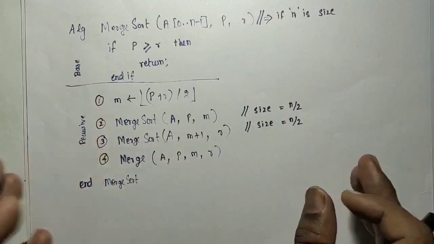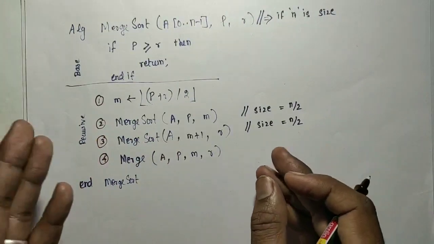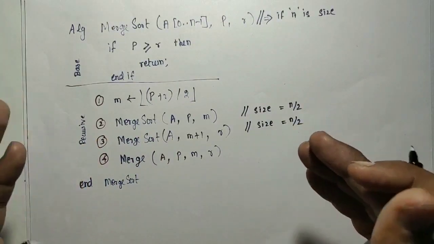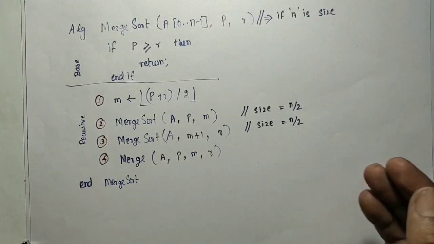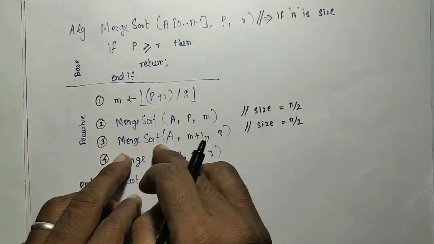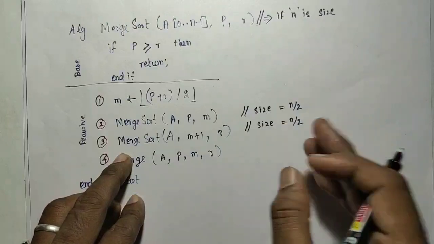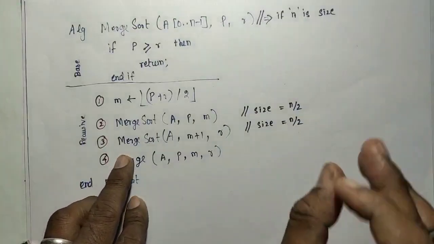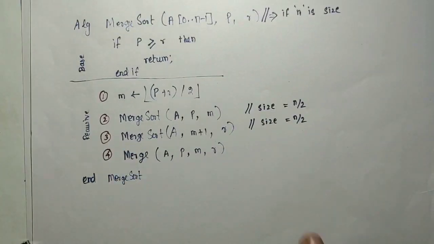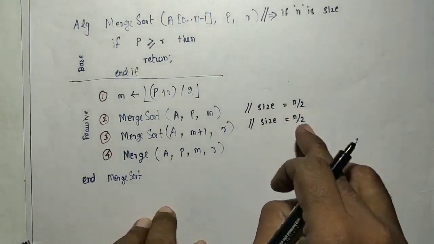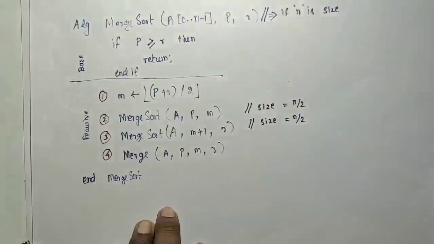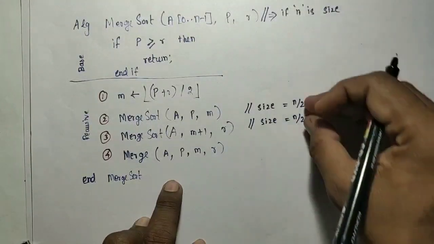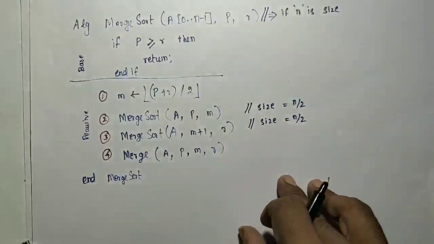If the number of elements is even, it will be split exactly. If the number of elements is odd, like 7, then in the second merge sort call one element will be more. That can be ignored, so just leave it. Assume this is N by 2, floor, and this is ceil. We only need the total complexity, so we assume N by 2 and N by 2 like this.